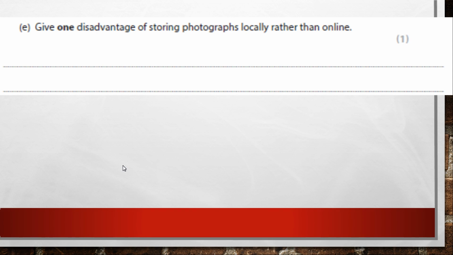Give one disadvantage of storing photographs locally rather than online. Okay, so let's again break it down. So what will be the advantage of storing it on a PC and Dropbox, something like that, or storing it on OneDrive? What's the disadvantage of storing it locally on a computer? Have a think about that.